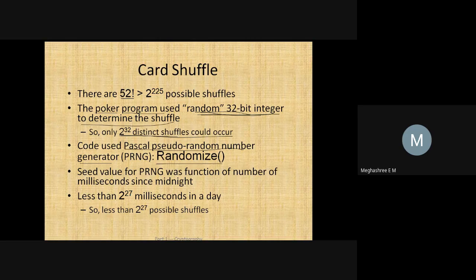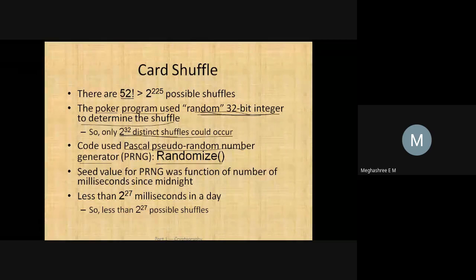Now, to start any pseudo random number generator, you need a seed value. Seed value is nothing but the initial value. The initial value, or seed value, for this generator was a function of the number of milliseconds since midnight. So the function is applied on the number of milliseconds since midnight, and this value is treated as the seed for this generator.